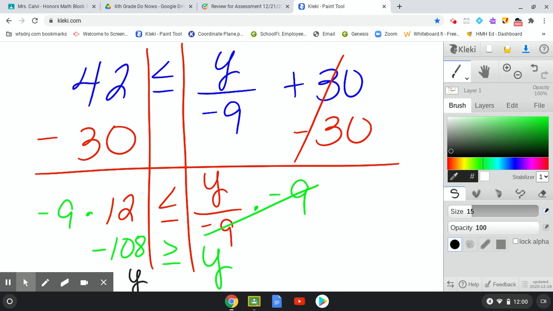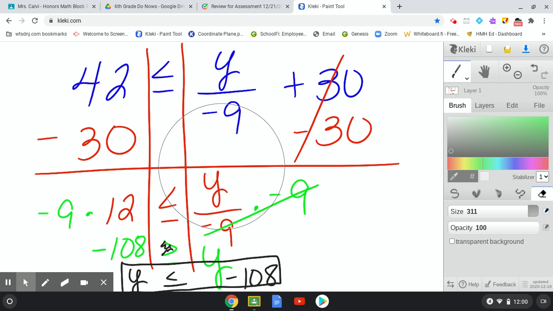So now remember, my alligator mouth is open to the negative 108. It still has to be open to the negative 108. It's just so we are making sure we are copying our inequality correctly. So box in your new inequality so you graph the correct one. If I were to graph this, it would be a closed circle at negative 108 going to the left.